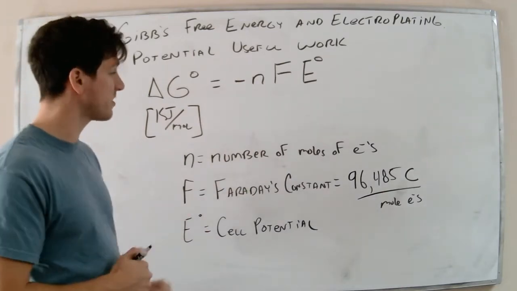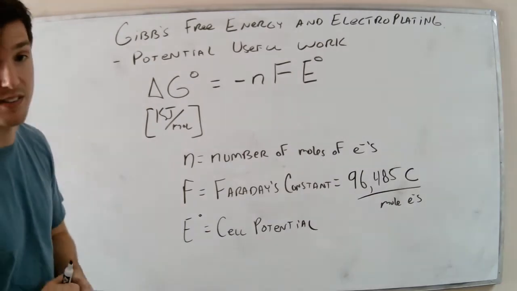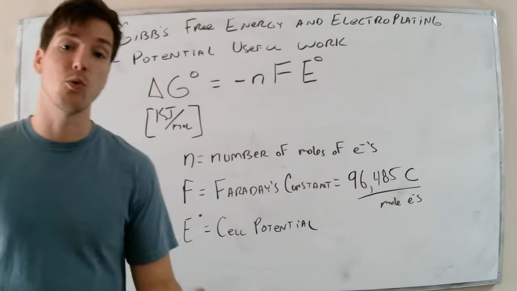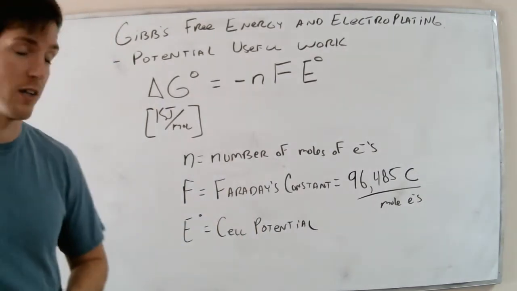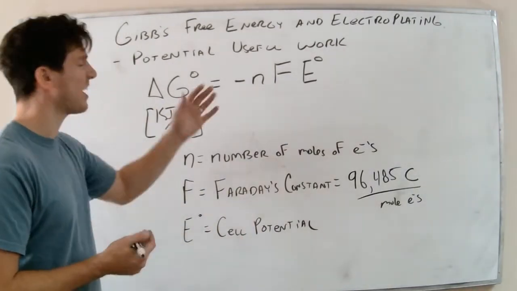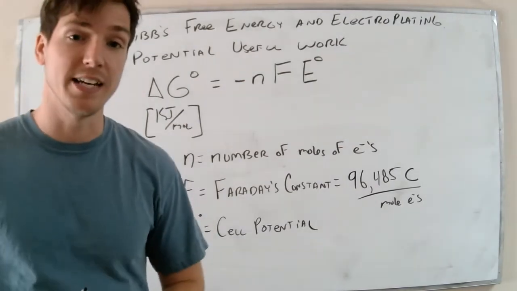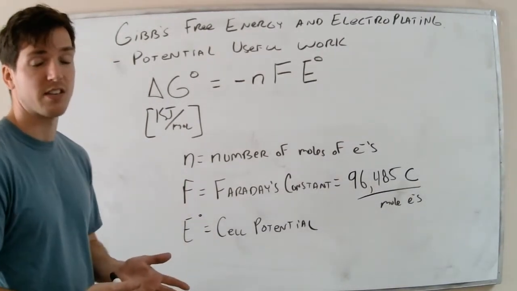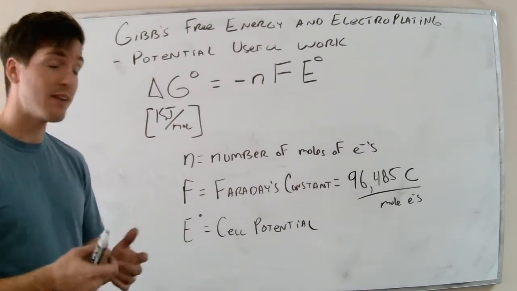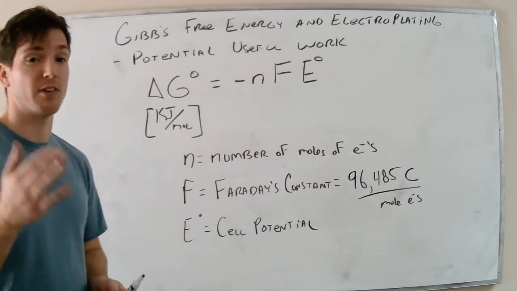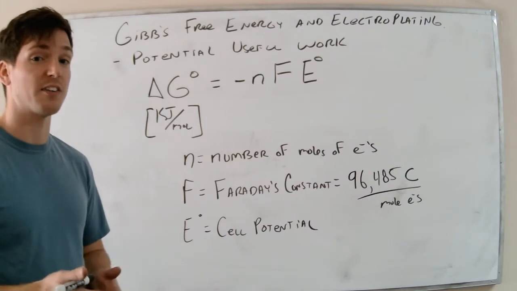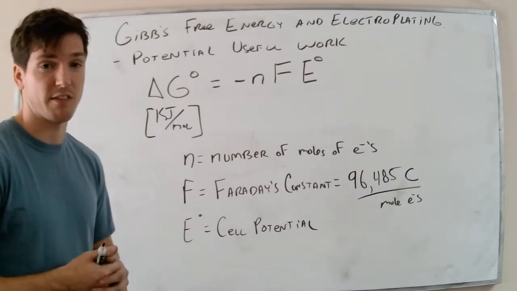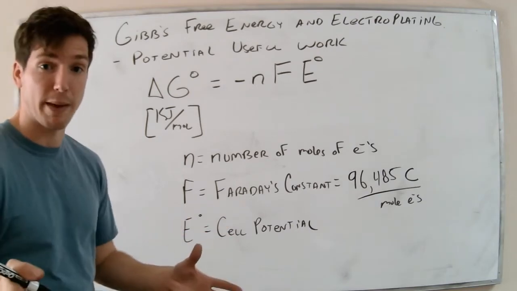F is Faraday's constant. It's just a constant named for a scientist who dealt a lot with electricity, and it's 96,485 coulombs per mole of electrons. And then E naught is just cell potential, and that's what we've been finding in our galvanic cells. Now, in our last lesson, when E naught was positive, it was thermodynamically favored or spontaneous. If E naught, or cell potential, was negative, it was not thermodynamically favored. It was not spontaneous. We would need a battery.